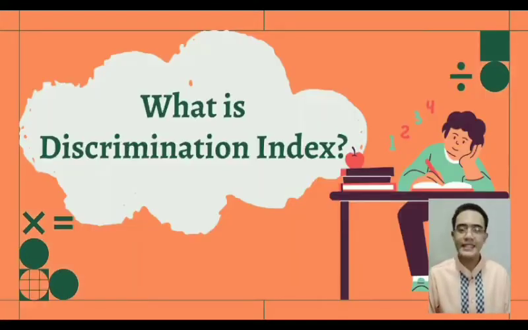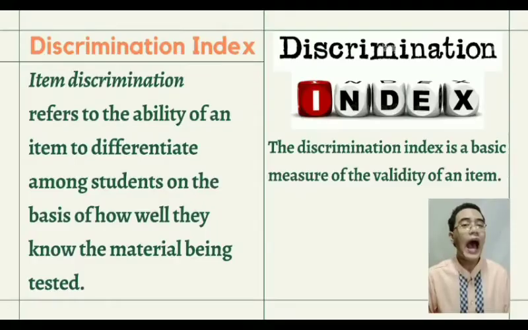So, what is the discrimination index? Item discrimination refers to the ability of an item to differentiate among students on the basis of how well they know the material being tested. The discrimination index is a basic measure of the validity of an item. It is a measure of an item's ability to discriminate between those who scored high on the total test and those who scored low.